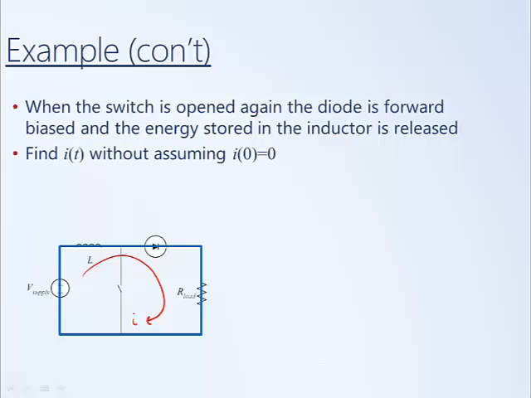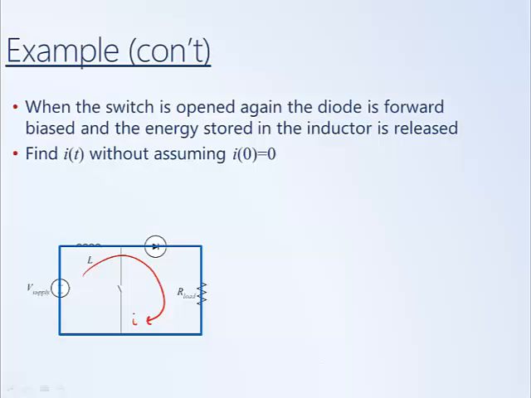So what we want to do is find I of t, in this case, in the off state when the switch is open. But now we can't assume that the current is initially 0 because current was already flowing. Initially the switch was closed, current was flowing through here, energy was building up in the inductor, and so when the switch is opened, there was already current flowing in the circuit. So we can't make the same assumption we did in the previous case.